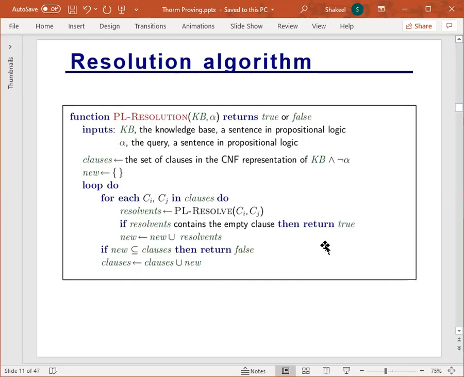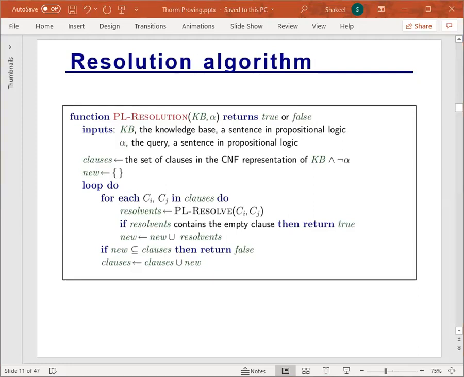If the resolvents contain the empty clause, it means we reached a contradiction: two of the clauses resolve to nothing. This means that we need to return true, because KB and the negation of alpha is unsatisfiable.